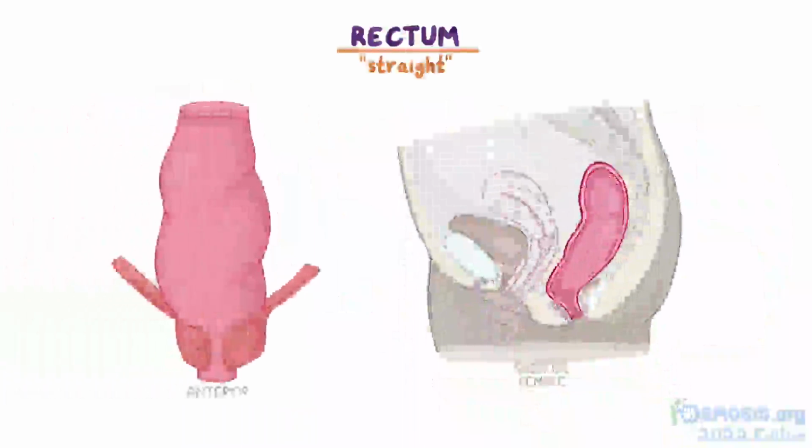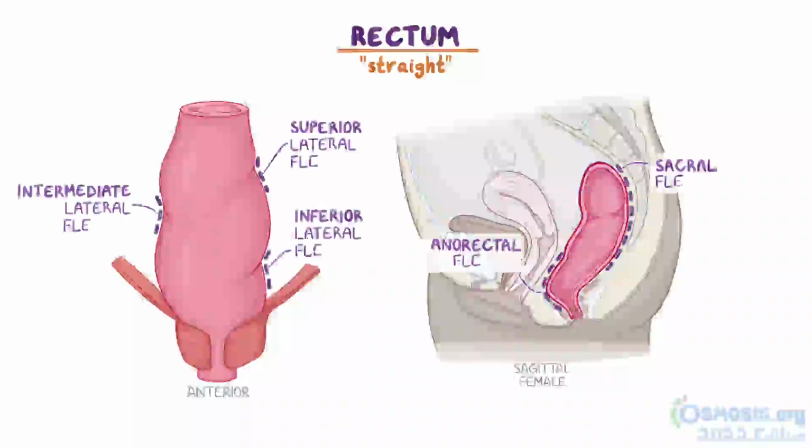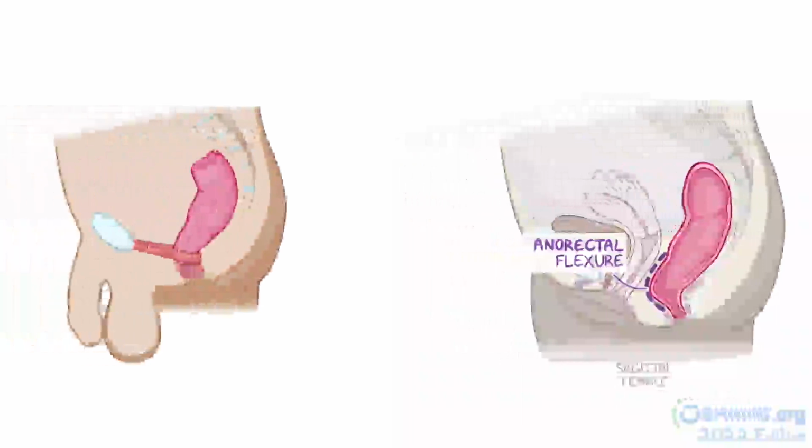Rectum is a Latin word that means straight, but this is a bit misleading because a human rectum actually has many flexures. These flexures include the sacral, the anorectal, and the superior, inferior, and intermediate lateral flexures. The sacral flexure follows the curve of the sacrum and the coccyx, forming an antero-posterior curve with an anterior concavity.